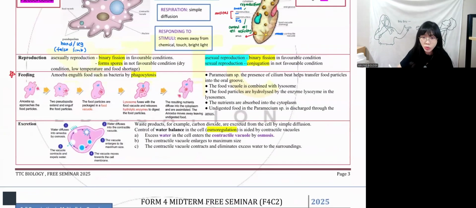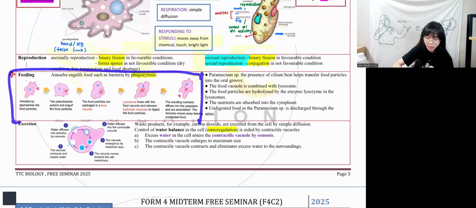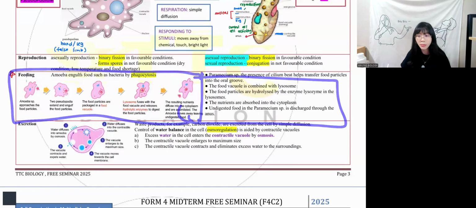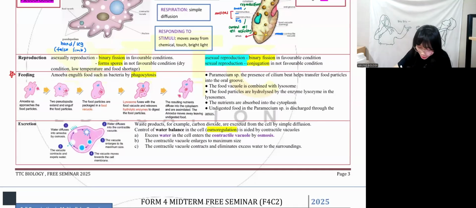So there's a difference between these two, yeah? This is for amoeba, and this is for paramecium species. Most of the time, they ask about amoeba. I would say, out of 10 exam papers, 8 exam papers ask about amoeba.